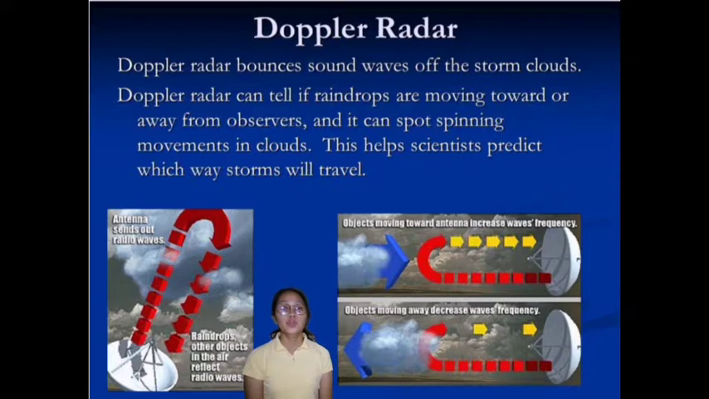How does a Doppler radar work? Doppler radar bounces waves off the storm clouds. Doppler radar can tell if raindrops are moving toward or away from observers, and it can spot spinning movements in clouds. This helps scientists predict which way storms will travel.